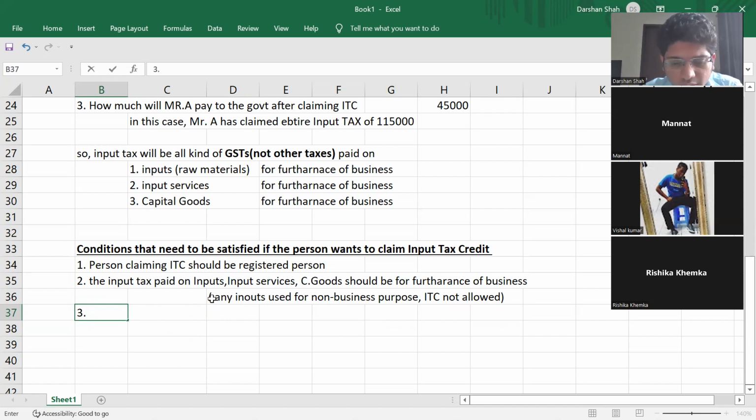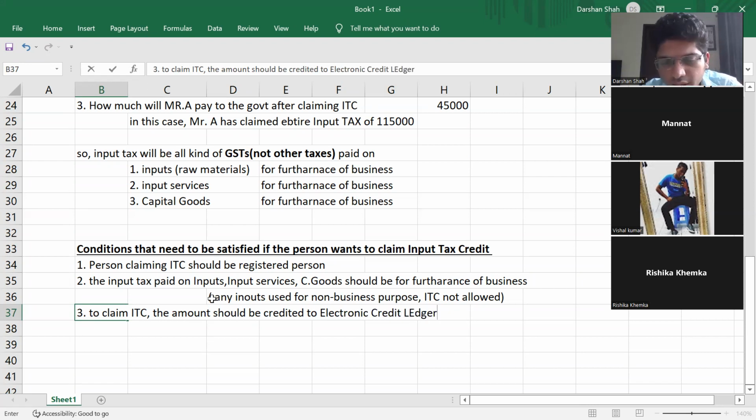Third condition is to claim ITC, to claim the actual input tax credit, the amount should be credited to a specified account called the electronic credit ledger. Everything is done online nowadays. All GST payment and all input tax credit will be done online. So to claim ITC, your amount should be credited to the electronic credit ledger. If this is not done, you cannot claim the ITC.